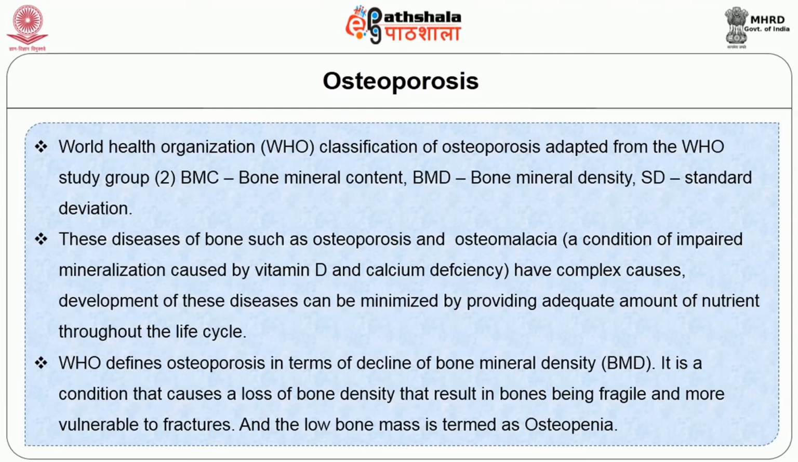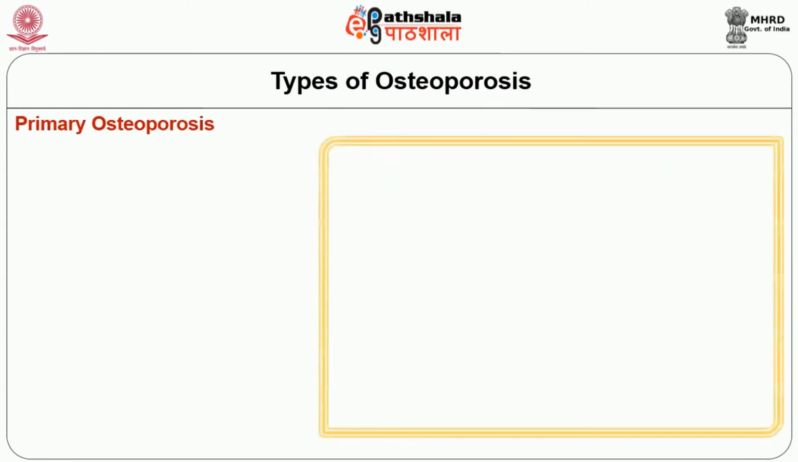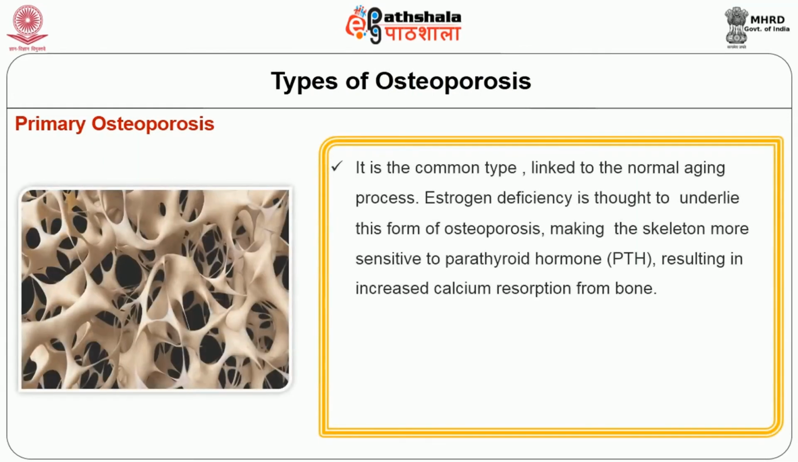WHO defines osteoporosis in terms of decline of bone mineral density also. In simple terms, it is a condition that causes a loss of bone density which results in bones being fragile and more vulnerable to fractures, and the low bone mass is termed as osteopenia.